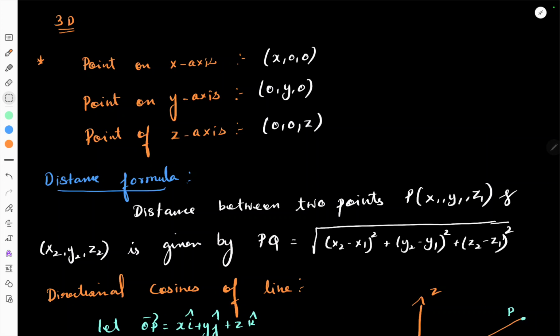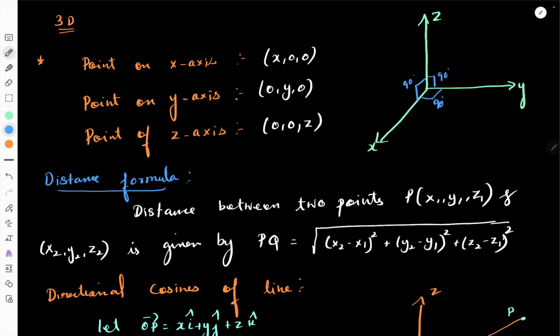So in this 3D we have three dimensions: x-axis, y-axis and z-axis. All are mutually perpendicular to each other. Which means if I take this as x-axis, this as y-axis and this as z-axis, here we have 90 degrees. The angle between x and y is 90, the angle between y and z is also 90, and the angle between x and z is also 90. So all are mutually perpendicular to each other.